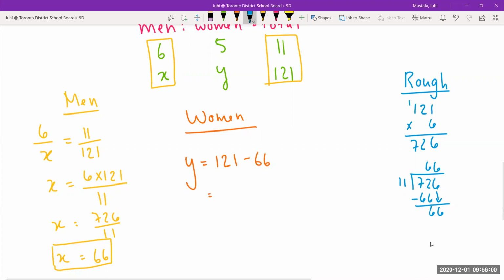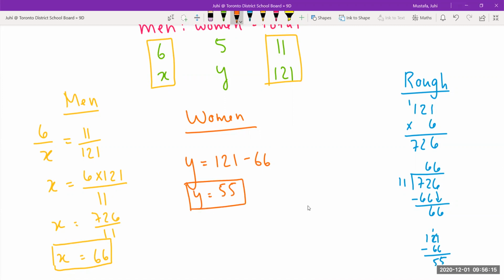Okay, again, I'm just gonna go to my rough sheet over here. 121 subtract 66. That's gonna be a 5, and that's also gonna be a 5. So I get that the women are gonna be 55. Did you guys get that as an answer? Okay.